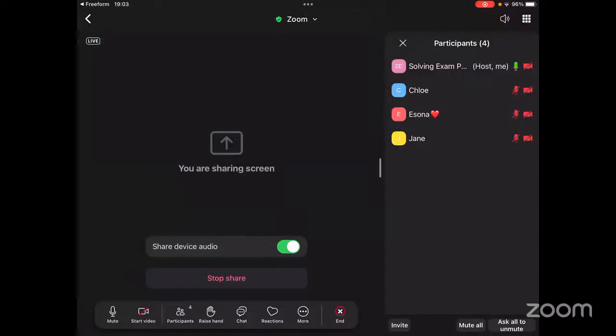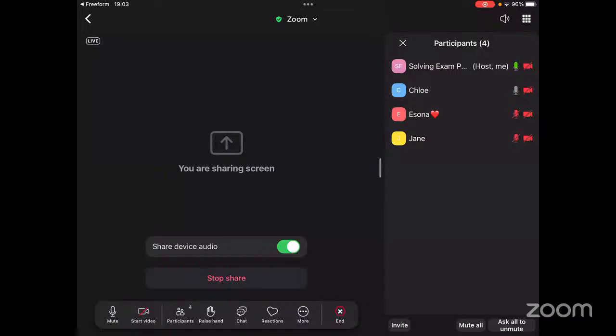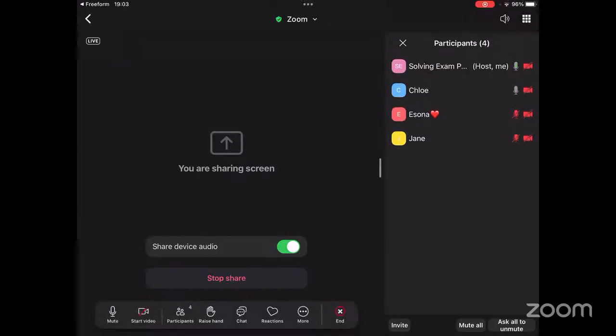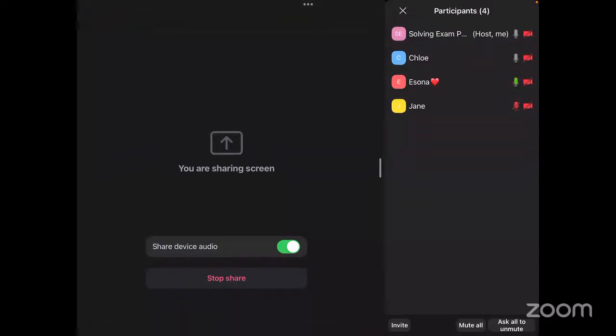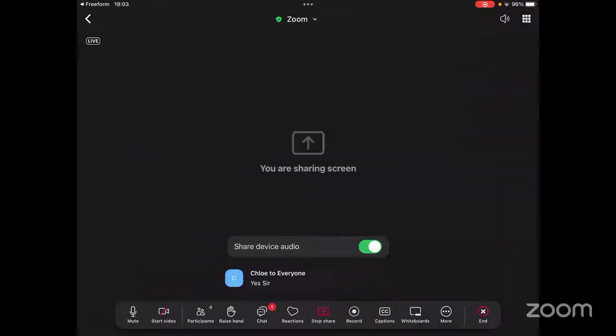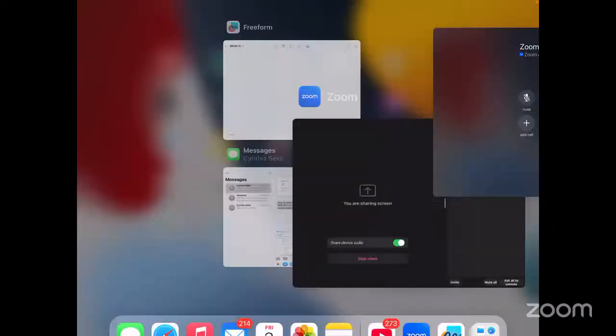Let me just quickly check with all of you if you are able to confirm if my screen is sharing. Guys, is my screen sharing? Can you see my screen? Yes, sir. Okay, then it's fine. So I'm just muted. I'll say allow participants to unmute. Okay, I will say yes on that one.